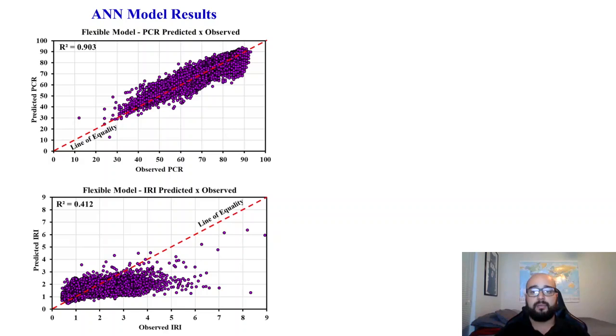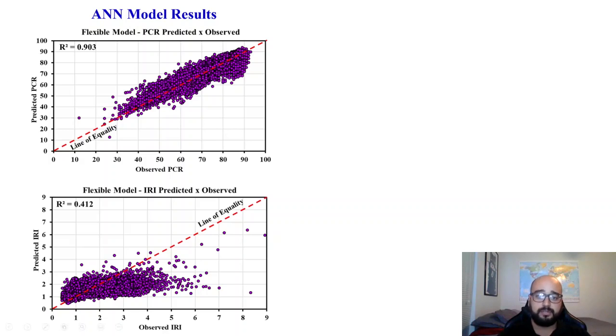The ANN model results show in the first figure for the PCR value that the Model 3 predictions clustered around the line of equality and show that the PCR behavior was captured by the prediction model. For the IRI values, predicted values were closer to the line of equality just when the observed values were between 0 and 2.5. When they were greater than 2.5, the model could not capture the behavior and underpredicted the roughness value. That's why we have an R-square of 0.4.